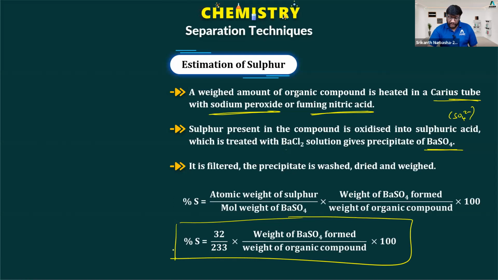Percentage of sulfur is equal to 32 divided by 233, into weight of BaSO4 divided by weight of organic compound, into 100. This formula you have to remember, students. We can't derive it in the exam. You have to remember the formula, but you have to know how that formula came. For the Geldas method itself, we have written the derivation. Like that, we can write the derivation for everything. In BaSO4, we have only one sulfur atom. So atomic weight of sulfur, BaSO4 total weight, and weight of BaSO4 formed by weight of organic compound into 100 gives the percentage of sulfur, right?